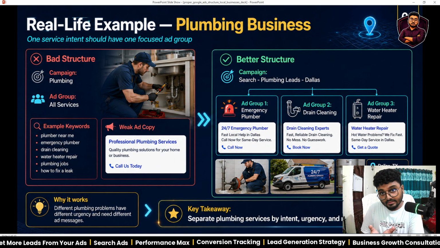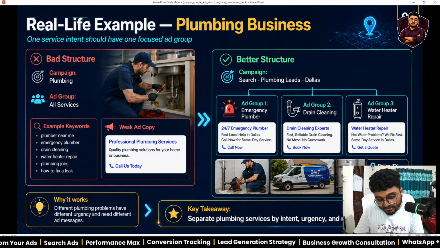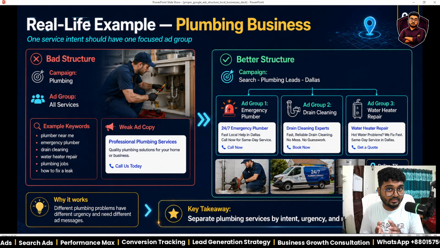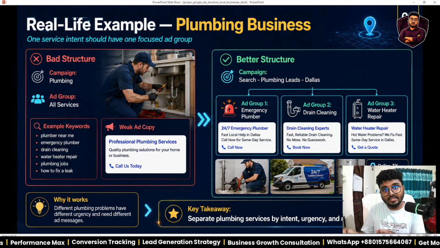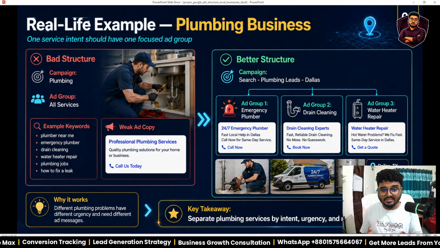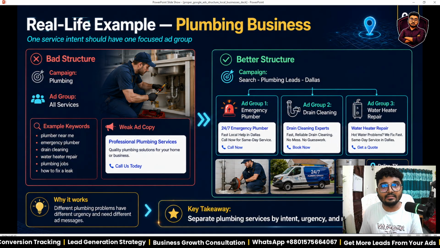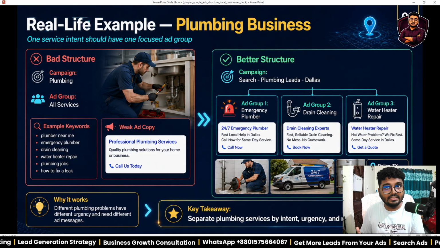There is a thing in that message: when I complete an ad copy with a good structure and a proper value message, when a person searches with that keyword, he will understand, yeah, this is the thing I need, this is the right service, and this man is the right man whom I need, right?